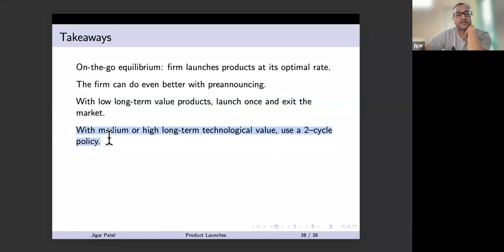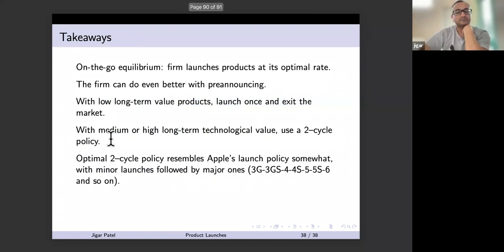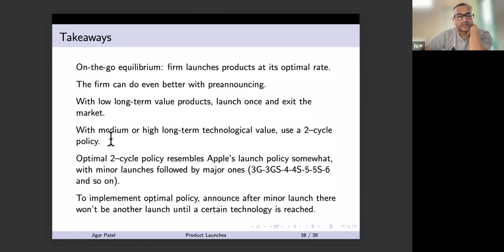then they will employ this 2-cycle policy. That is, launch the first product with a small improvement, the second with a major improvement, then the third with a smaller one, the fourth with a major one. All these numbers are calculable. The optimal 2-cycle policy resembles Apple's launch policy somewhat, with minor launches followed by major ones. And as we said, to implement the optimal policy, announce after a minor launch that there won't be any bigger one. So this is a feasible way of implementing it.